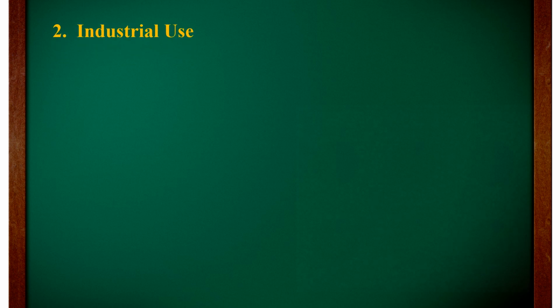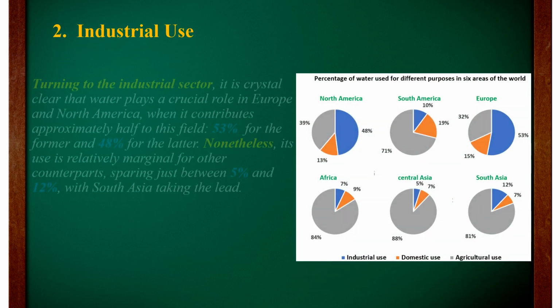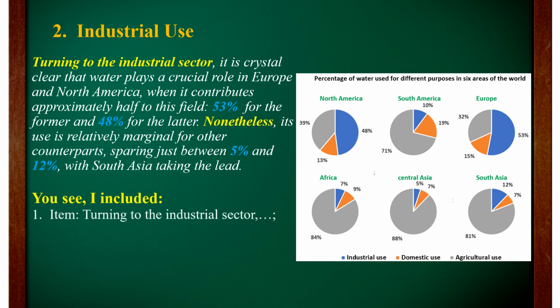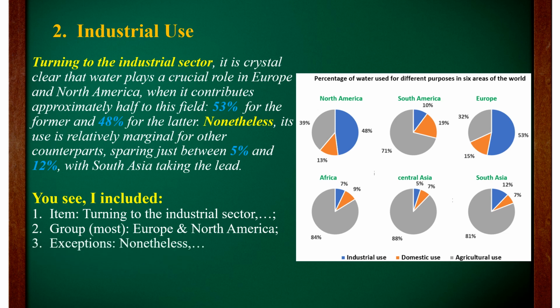Well, the second main feature is the industrial use. Follow a similar strategy to the previous one. I use a clear opening, turning to the industrial sector, to signalize the reader's attention to move to the next sector. I first presented both North America and Europe as one group of countries using more water in the industrial sector because their proportions are far higher than the rest. Then I included the other group of 4 countries to contrast with the fact in North America and Europe.